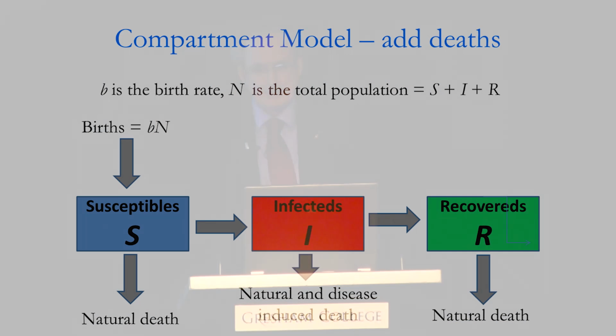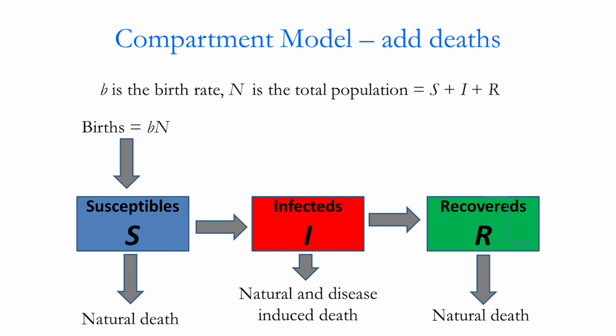So let's look at some outputs. And the one we want to take into account, of course, is death. And here I have along the bottom 2 death rates. One, the natural death rate, I'm calling it, which affects all compartments, S, I, and R. And then another one, which will be the disease-induced death rate, and that only is an output from the infected category. So you can see there I've got natural and disease-induced death.